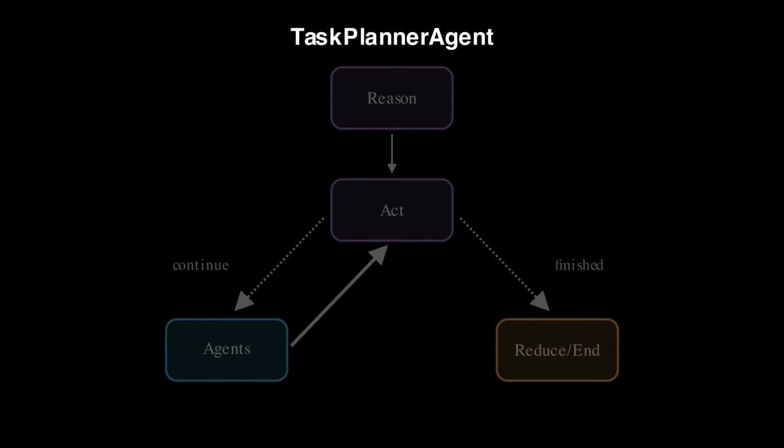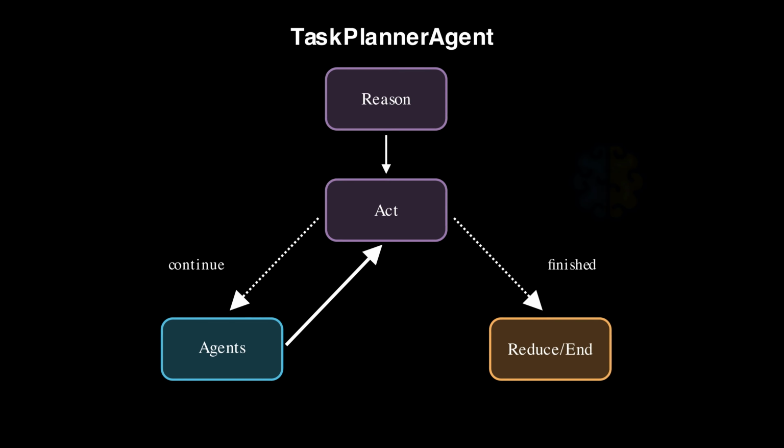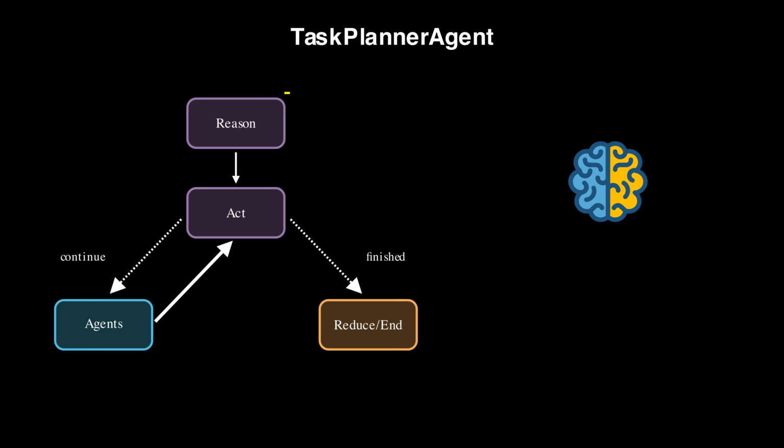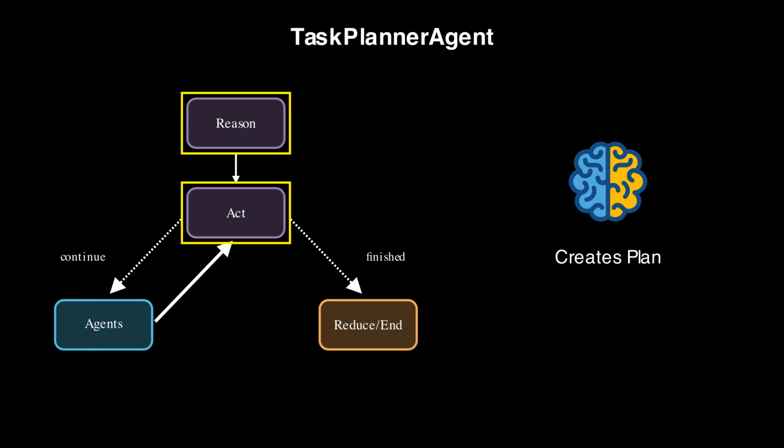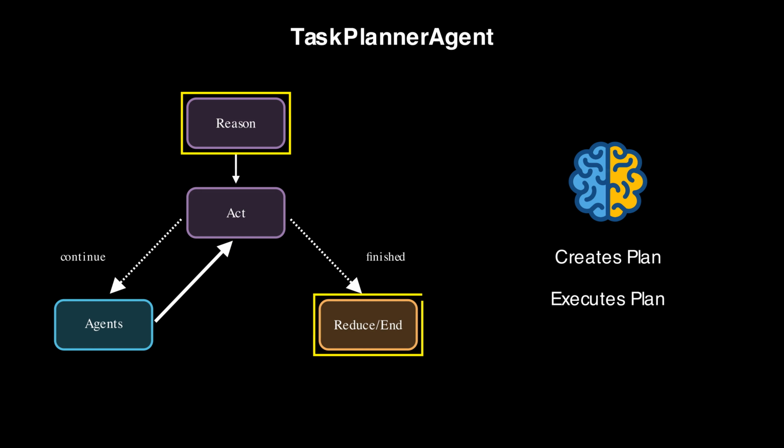The task planner agent is the master planner. We'll model its logic as a graph. It starts at the reason node, calling a powerful LLM to create a plan, or DAG. The plan is a list of steps. The planner then moves to the act node, which executes the current step by calling a tool or another agent. If the plan is not finished, it loops, continuing to the act node to run the next step. Once all steps are finished, it moves to the reduce node to synthesize a final answer and then ends.